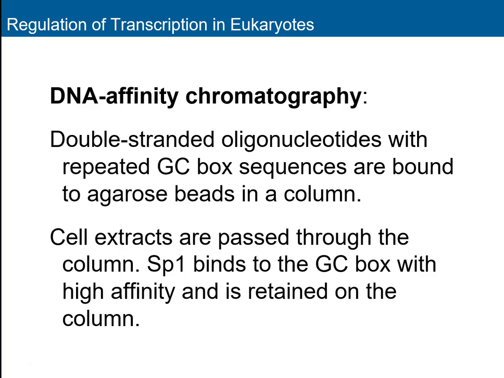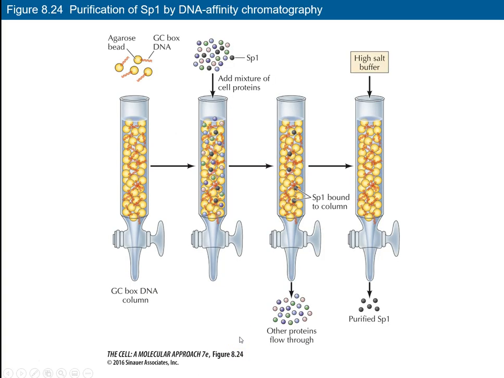So it's kind of the same idea that we've been talking about before. You take pieces of DNA with repeat GC box sequences that you believe are going to bind your transcription factor, and then pass cell extract through it. The SP1, that transcription factor, will bind to all those places where the GC box is. And then, like I said, you can purify it from there. So this is a little more sophisticated method, using these agarose beads to catch that SP1 protein.